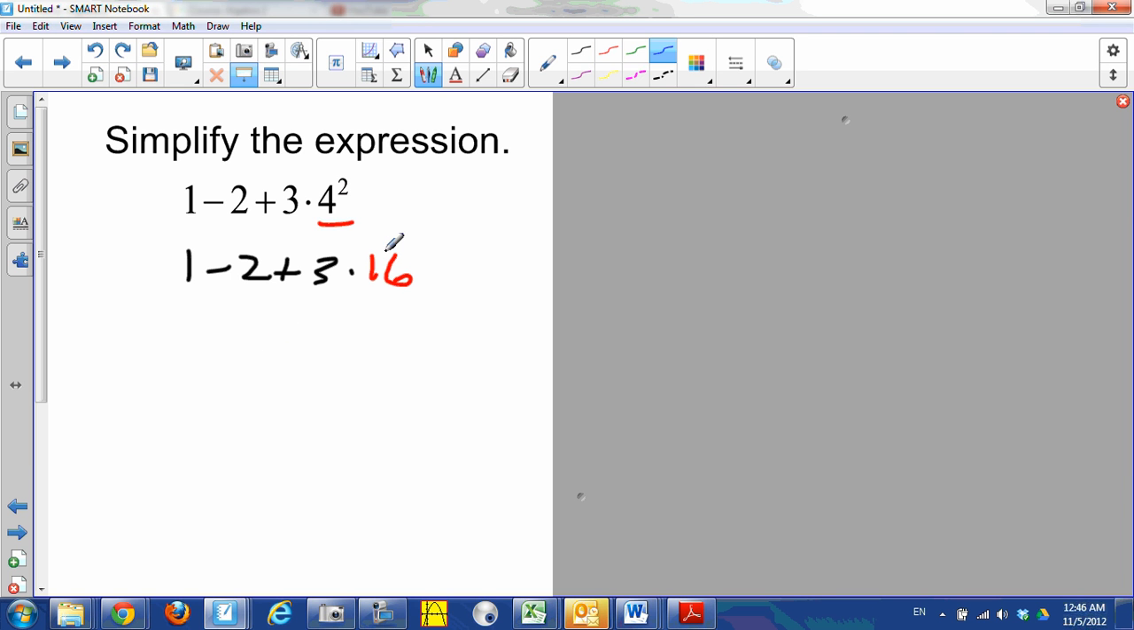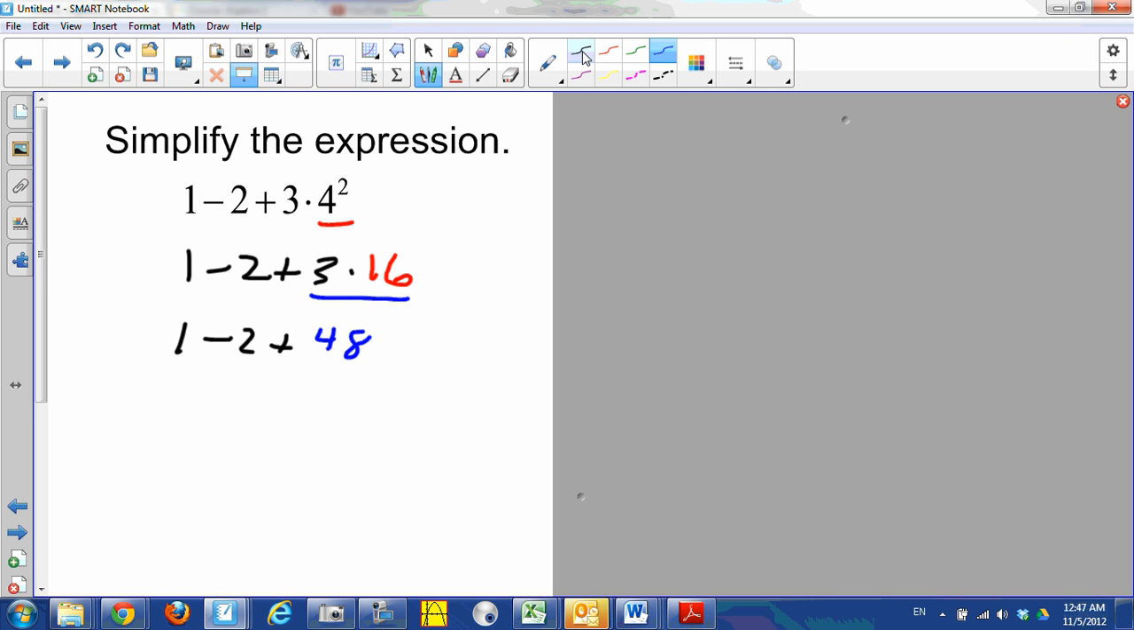Okay, next operation. Well, multiplication is the next level down, so we're going to take care of this 3 times 16 next. So we've got 1 minus 2 plus, and 3 times 16. 3 times 10 is 30. 3 times 6 is 18. So 30 and 18 is 48.